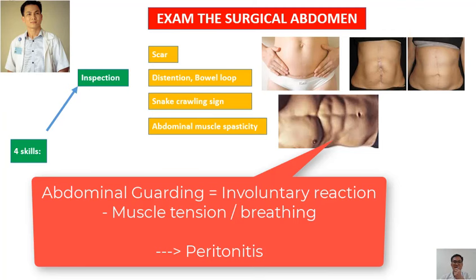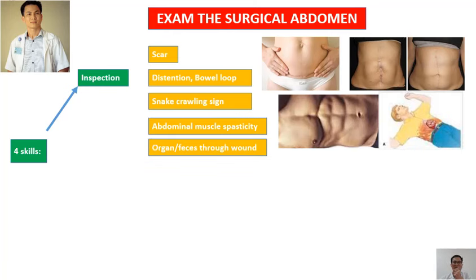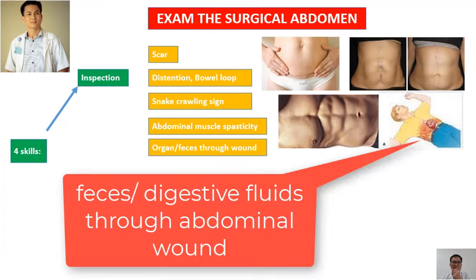Next, we talk about lesions due to trauma. Look for any external signs of trauma, such as wounds, especially if they are associated with visible feces or digestive fluids, which may indicate perforation or severe injury to the gastrointestinal tract.